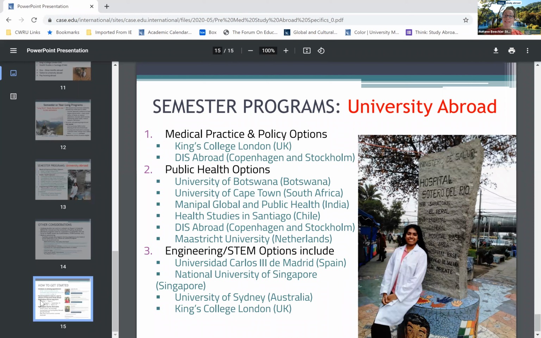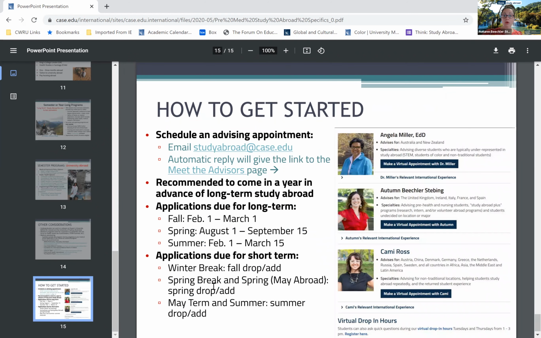If you're ready to get started, send us an email or go to the Meet the Advisors page or go to My Journey. We're all linked up there already. Application deadlines are listed, but we do recommend that you come in a year in advance of when you would like to study abroad. Applications for short-term programs are always tied to the term in which you would register: fall for a winter break program, spring for a spring break or Spring May Abroad, and summer, and so on and so forth.